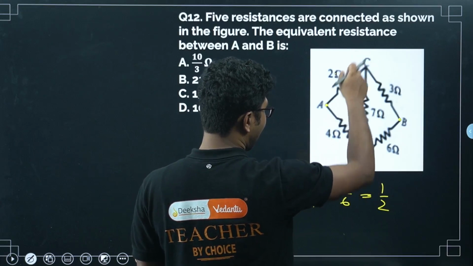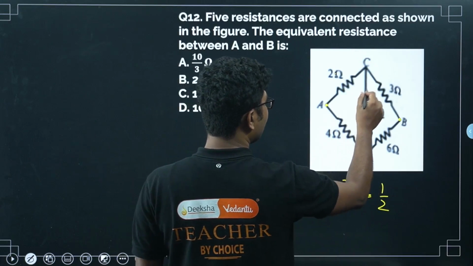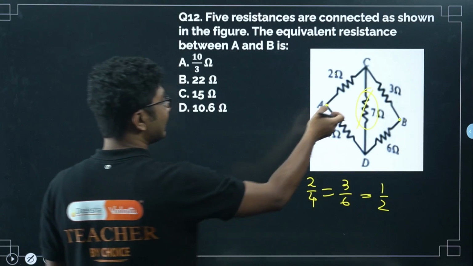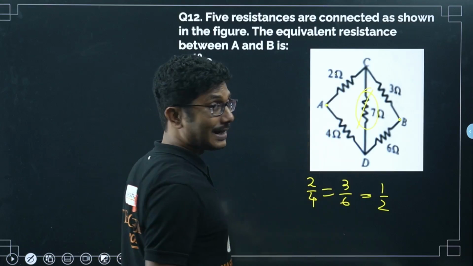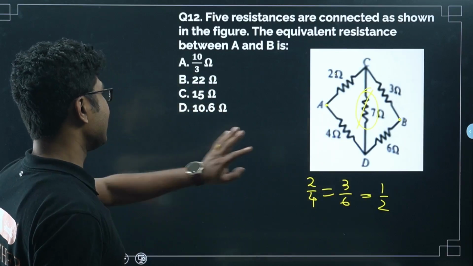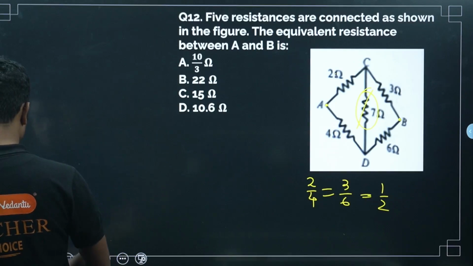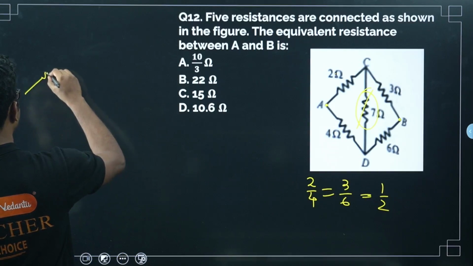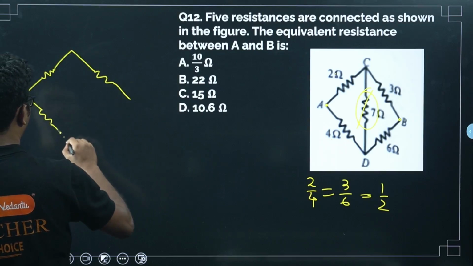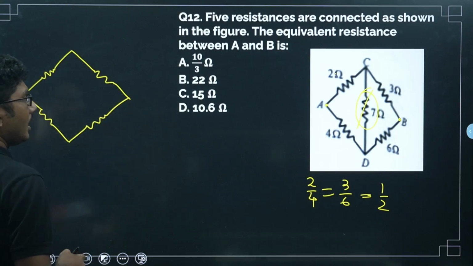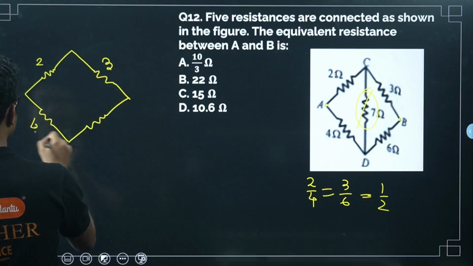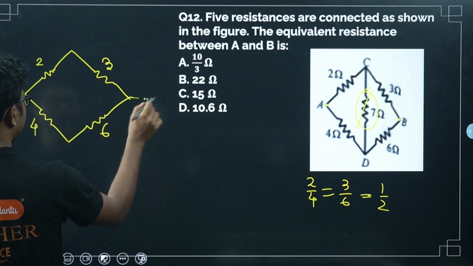So we can apply the Wheatstone bridge principle and we can remove this resistance. This resistance is no longer functioning because the Wheatstone bridge balance condition is satisfied, so no current will pass through this, so we can simply ignore this resistance. So what is the circuit? Circuit is simple. 2 ohm and 3 ohm in series, 4 ohm and 6 ohm in series, and they are connected in parallel.